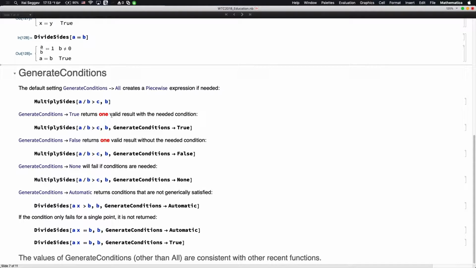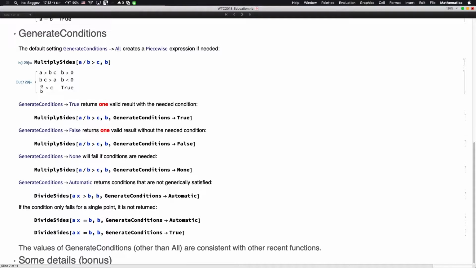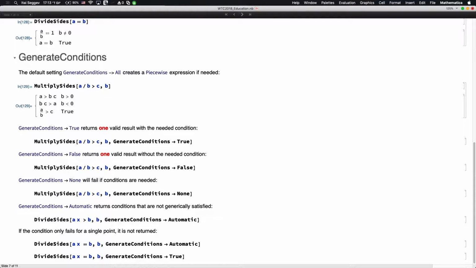So we have this option, generate conditions, and it defaults to all, which is a special value for MultiplySides and DivideSides, which means if it needs a condition, it's going to give you all possible results as a piecewise expression. Now, there are various other settings which are general, shared with all the other functions we've been recently working on and adding generate conditions to.